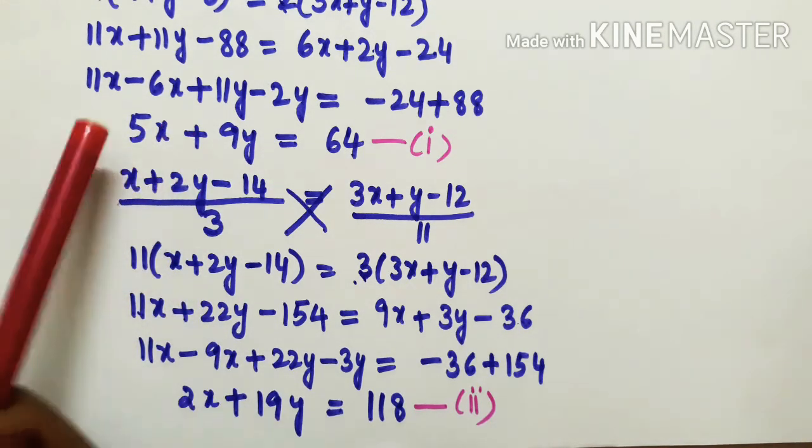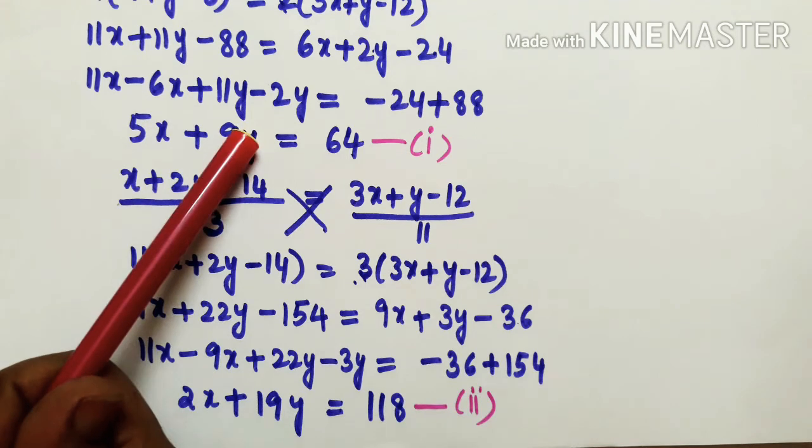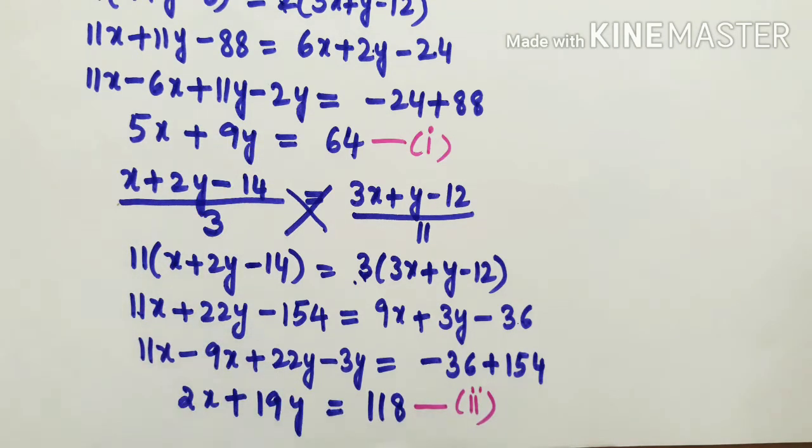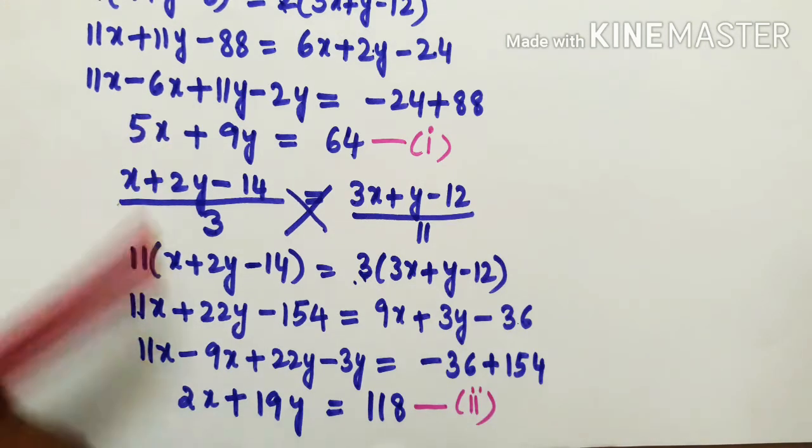Okay, so now what are the unknowns over here? x and y are unknowns. So what you need to do in the elimination method is eliminate one of the unknowns. Either you select x or y, it is your wish. Either you can eliminate x or y. How to eliminate? You need to multiply the given equation by a suitable number. See here now, 5x and 2x.